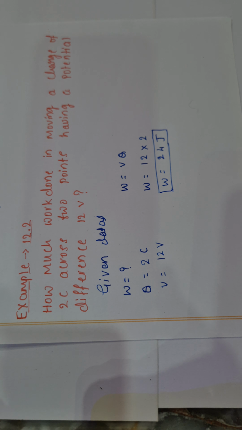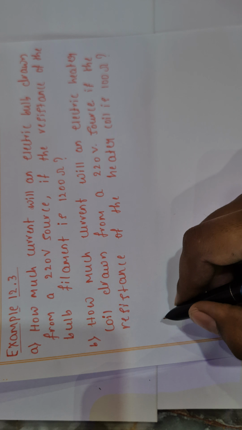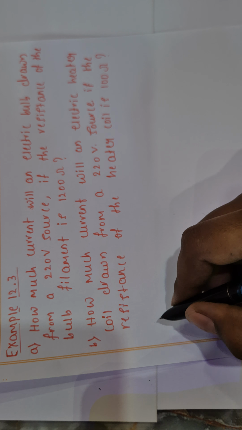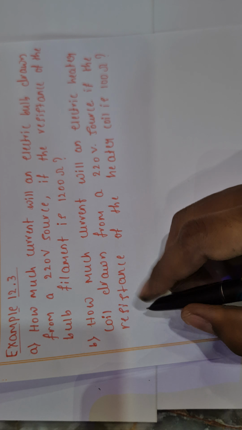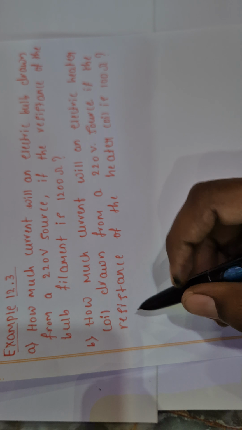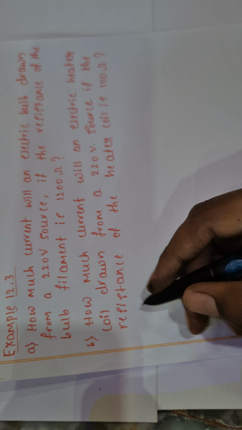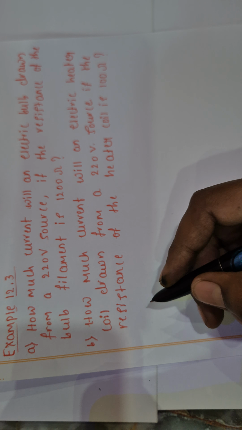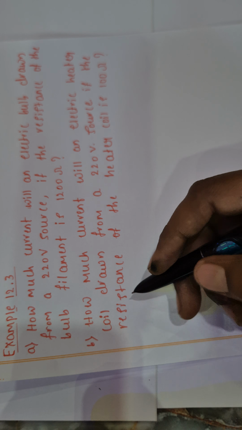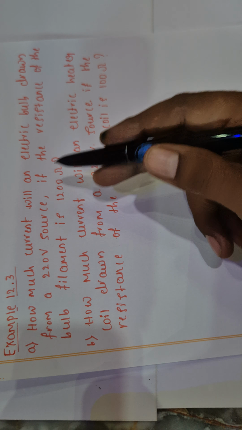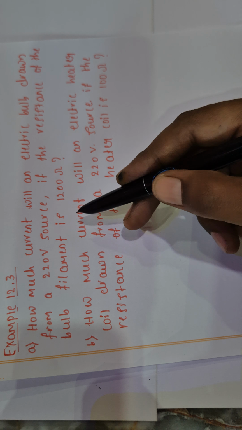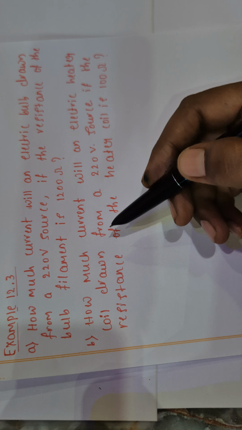Okay, have you got the point? The next problem, 12.3, has two sub-questions, A and B. First we have to solve A and then B. First, how much current will an electric bulb draw from a 220 volt source if the resistance of the bulb filament is 1200 ohm?